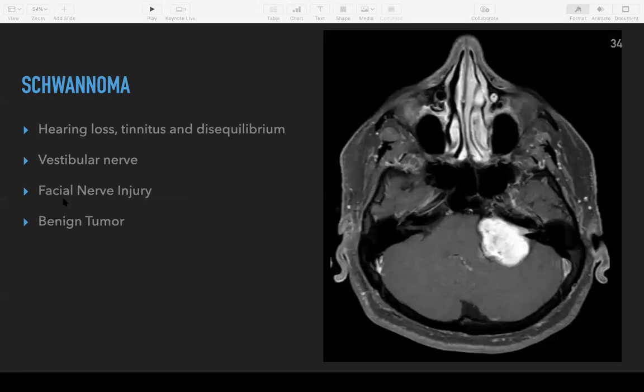Prognosis is excellent. They are very radiosensitive, and usually biopsy will be enough in conjunction with radiation therapy to treat these patients. Next is schwannoma, which originates from the vestibular nerve, and they have a triad. So a patient with these three symptoms, usually the first thing I have to suspect is schwannoma: sensorineural hearing loss, tinnitus, and disequilibrium. So if I have a patient with these three symptoms, I have to keep schwannoma in mind.